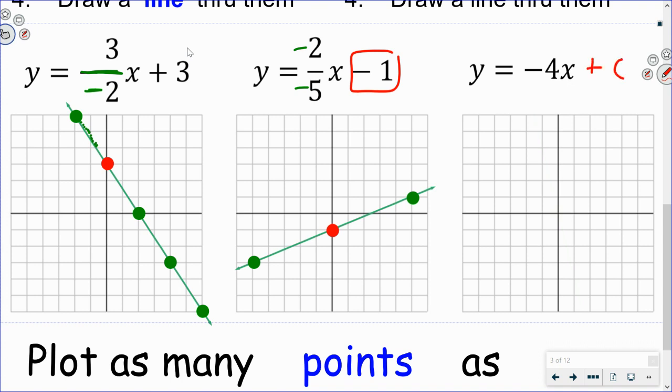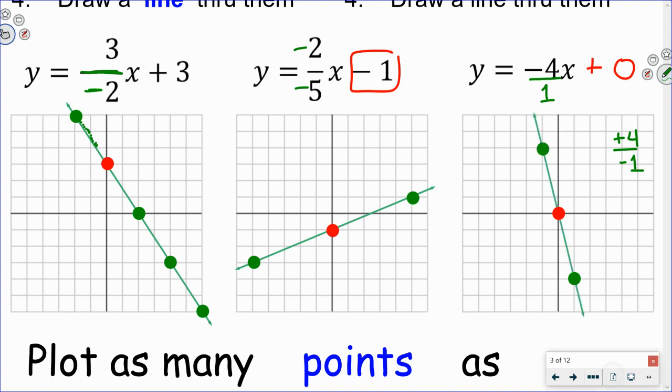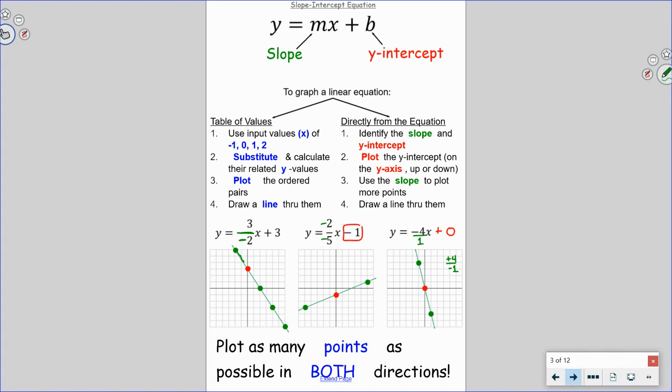Hey, what about that last one? Mr. Callan, it starts at the origin. And if you need a rise and a run, you could simply put a 1 in there. So we can go down 4 and right 1. In a similar way, we could go up 4 and left 1 and still have a nice negative slope. So that was yesterday's notes.